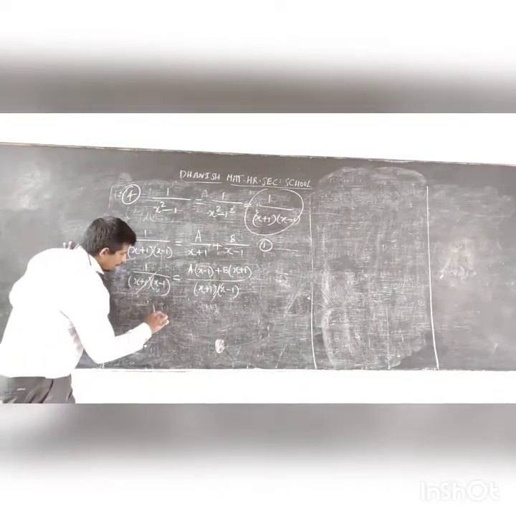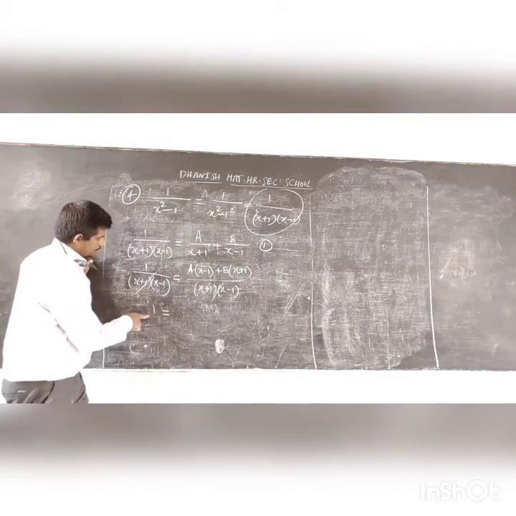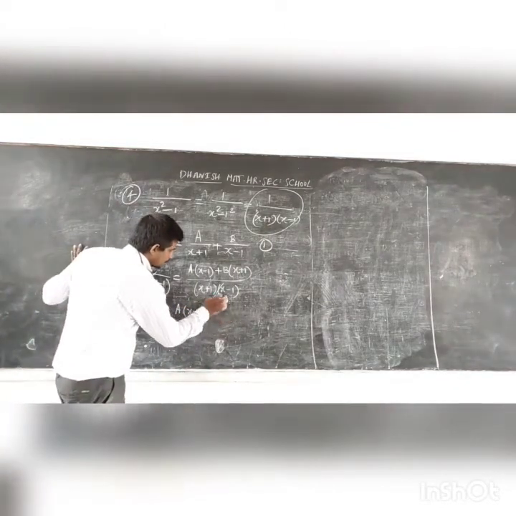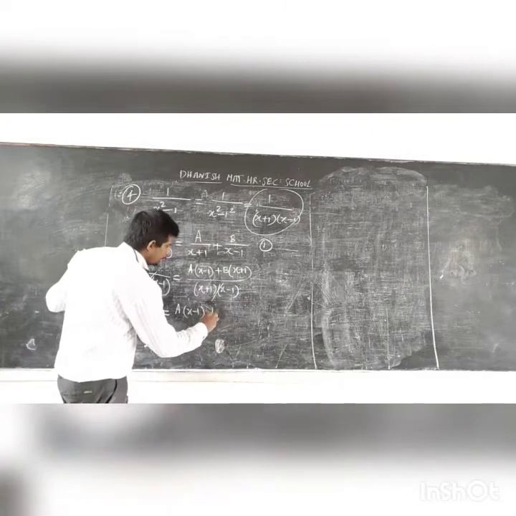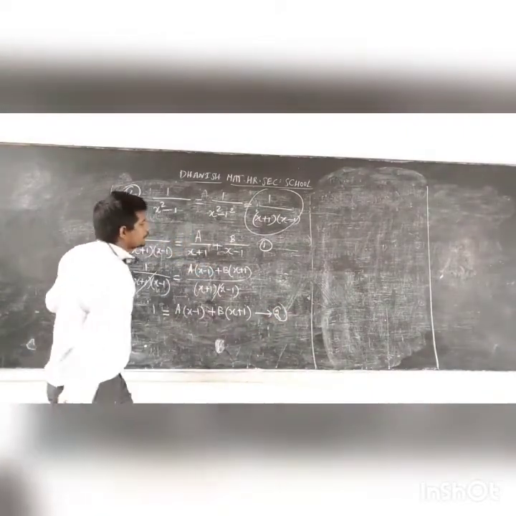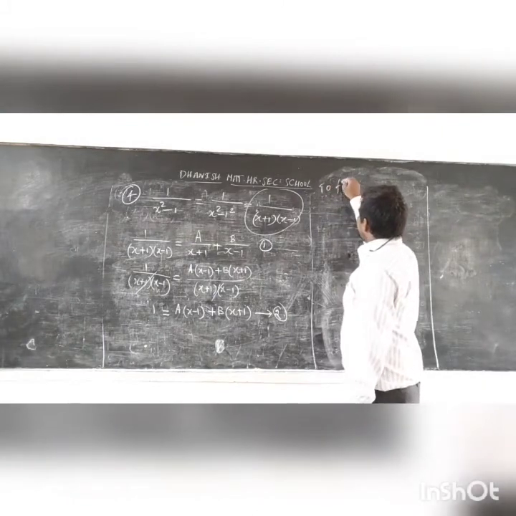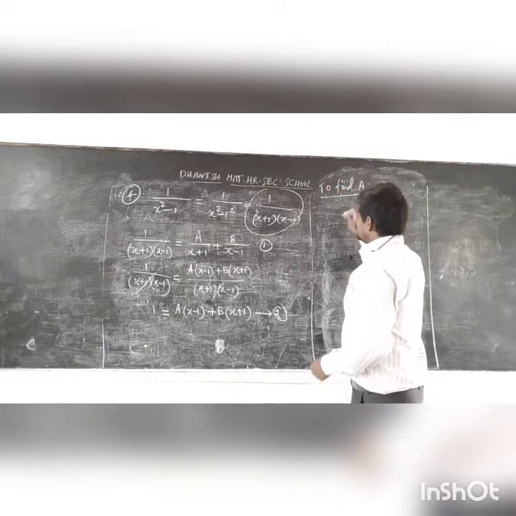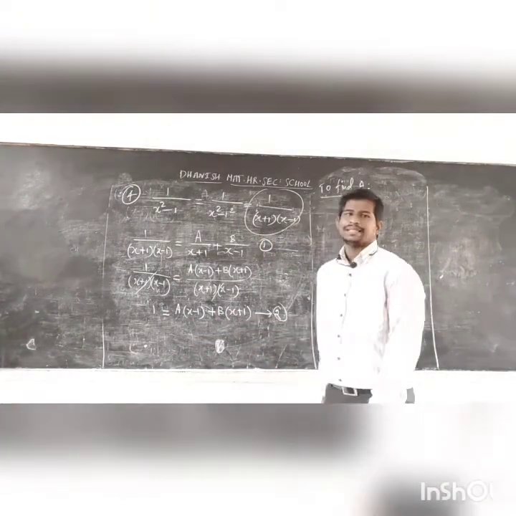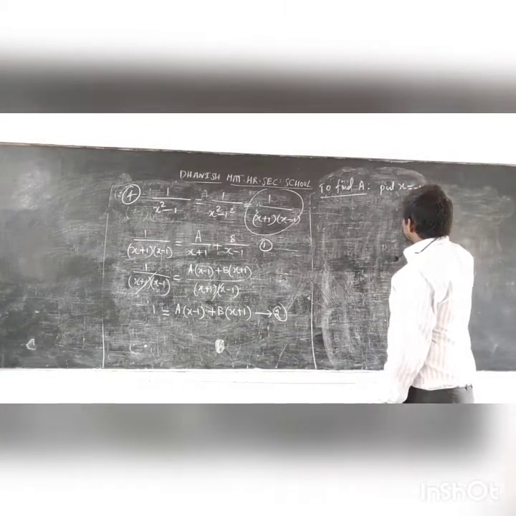So the next step, 1 equal to A into x minus 1 plus B into x plus 1. This is equation number 2. Now we are going to find A and B. To find A, if you want to find A, B should become 0. If you want to make B as 0, we can put x as minus 1. So put x equal to minus 1.